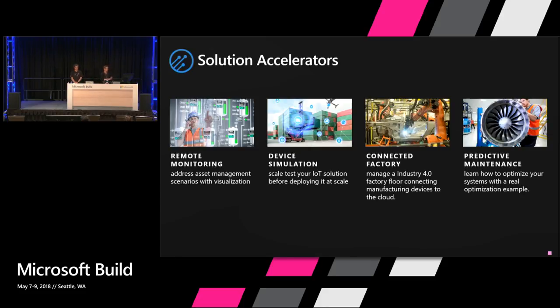The third solution that we have is Connected Factory. Connected Factory is an example of a managed Industry 4.0 factory floor. And it's really a best practices and patterns example of how to leverage some of our open source OPC components. And the last solution that we have is predictive maintenance. Predictive maintenance is how you can learn to optimize your solution using Azure ML. It's a very specific example of how to leverage ML to do remaining useful life of an engine.